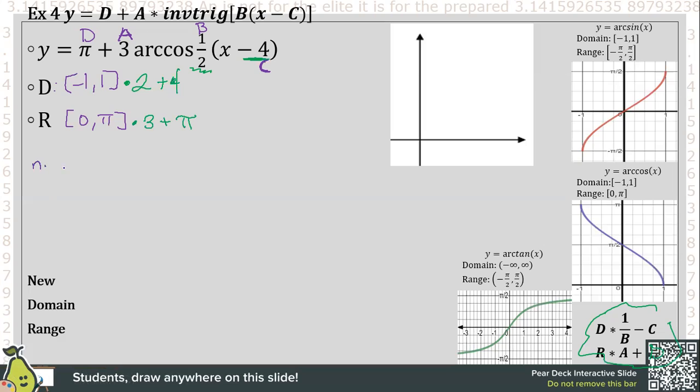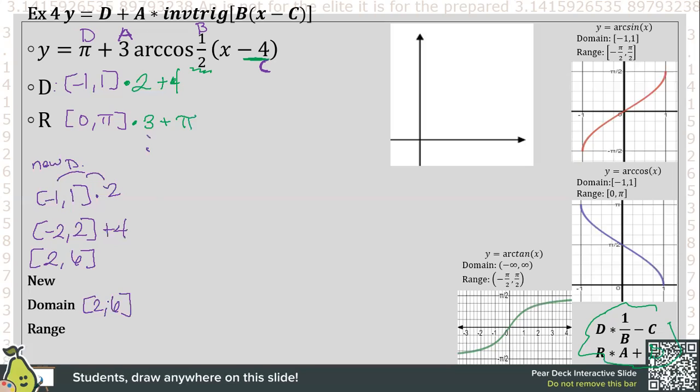New domain. So we have -1 and 1, and I'm going to distribute a 2 into both parts. So now I have -2 and 2, and it's telling me that I'm going to add 4 units to the right. So everything shifts to the right. So it's going to be 2 to 6. This is my new domain. Okay, my new range can be found doing this right here.